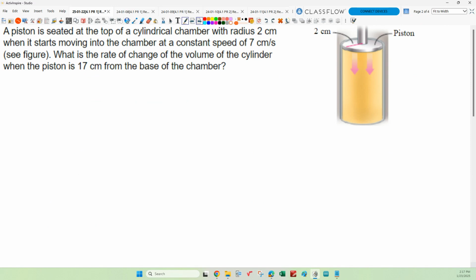Everybody see what's going on? So the piston is going to start to move downward into this chamber at a constant speed of 7 centimeters per second. When it's 17 centimeters from the bottom of the cylinder, what's the rate of change of volume? Okay? So we have a nice pretty picture there. What do we need? What are our variables?